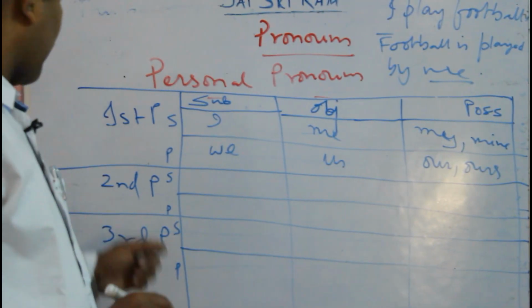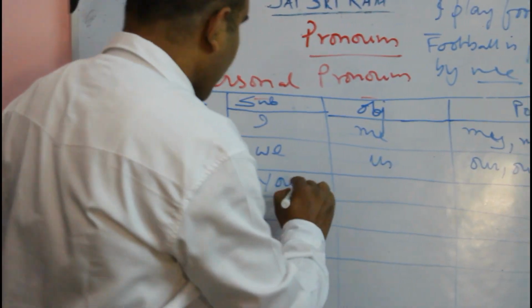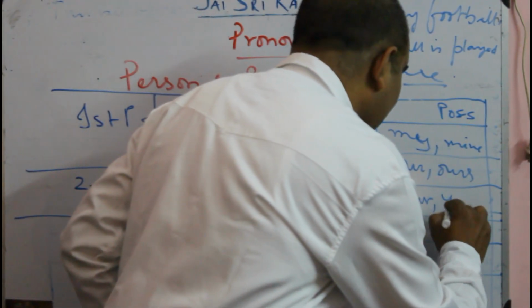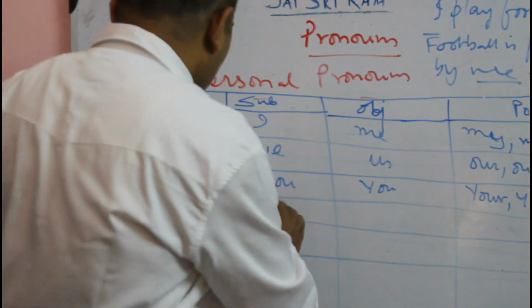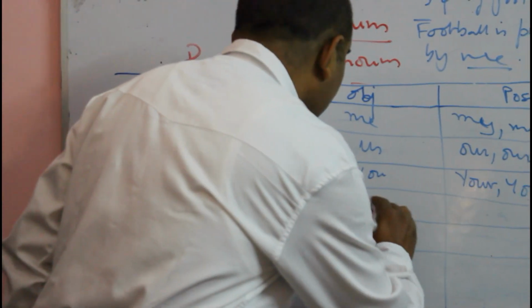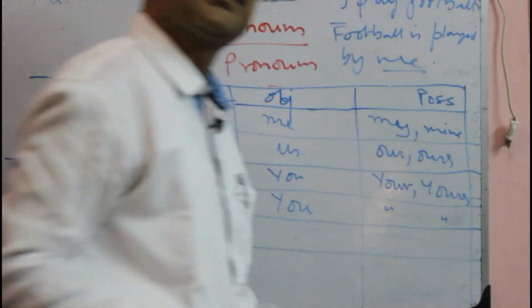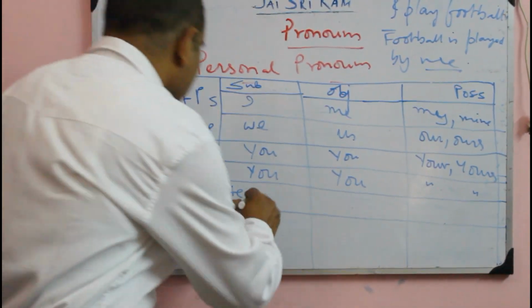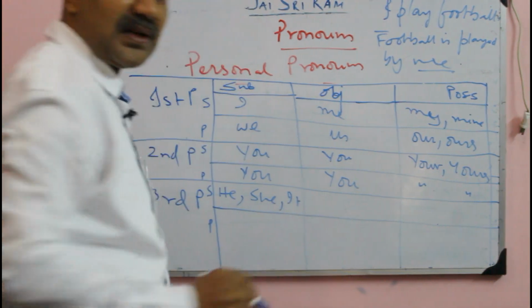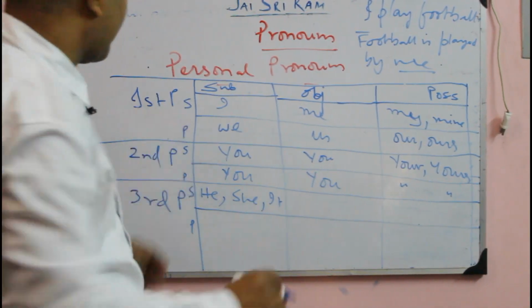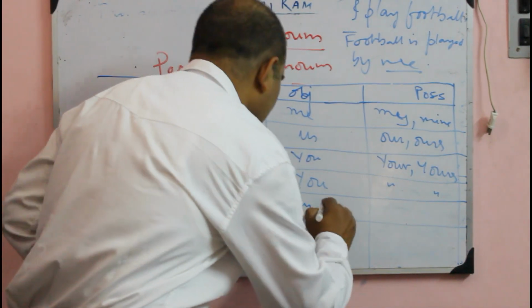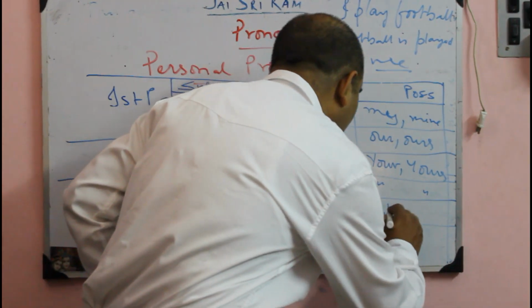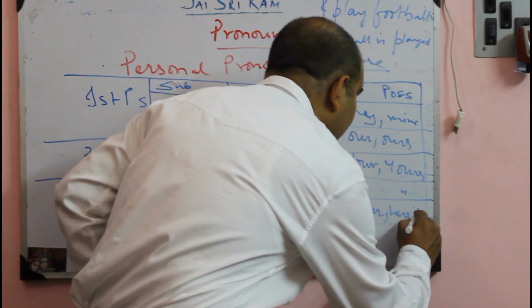Now second person subjective case is you, and the objective case is also you, and the possessive cases are your and yours, and in plural also we use you, and objective case remains the same, and also possessive case remains the same. Third person singular we have he as a male gender, she feminine gender, and it neuter gender, and the objective case of he is him, she is her, and it is the same. The possessive case of he is his, she is her and hers, and it is its.